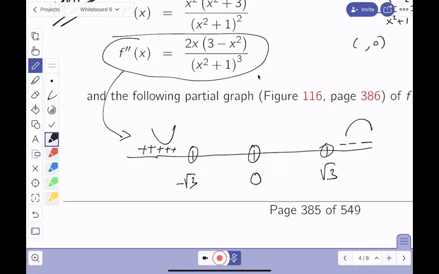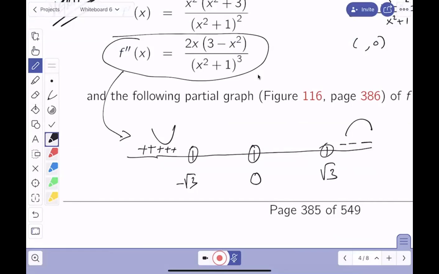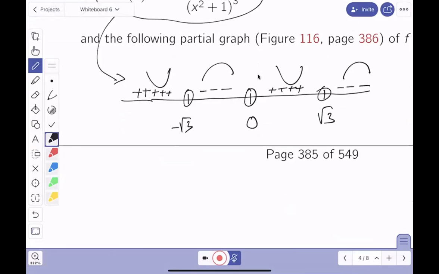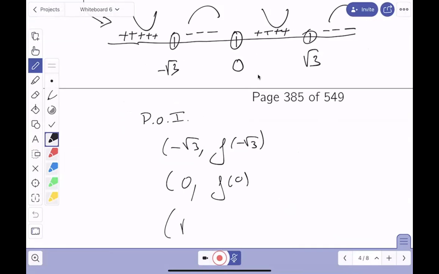Then between 0 and root 3, let's try 1, you get positive. And if you took a number between minus root 3 and 0, like minus 1, and plugged it in, you would get negative. So I got 2 points of inflection. I'm sorry, 3 points of inflection: minus root 3, f of minus root 3; 0, f of 0; and the other one is root 3, f of root 3.